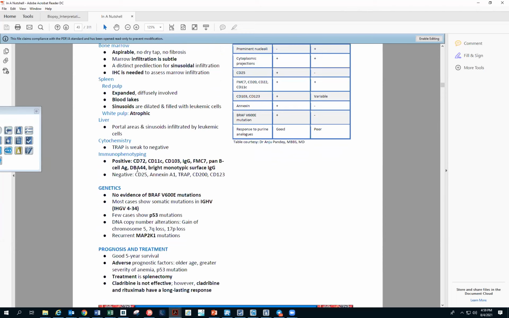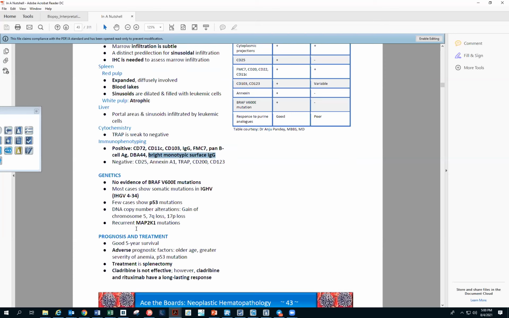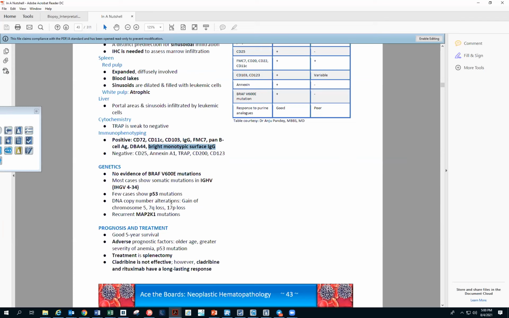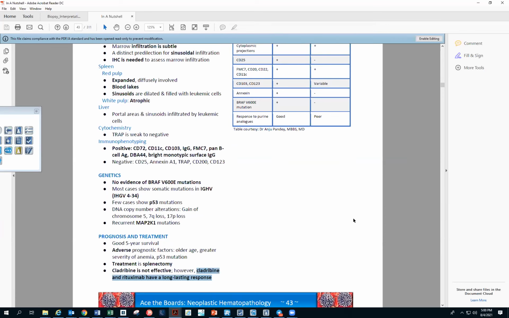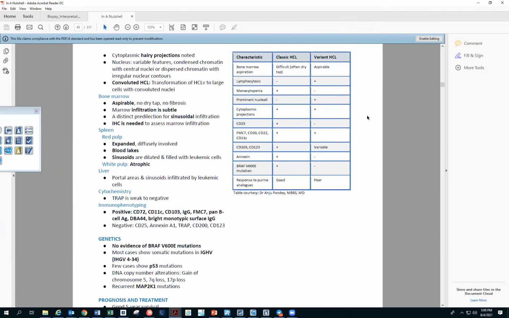And again, the positivity. So the negatives will be CD123 again, annexin A1 again, CD25. So those are more specific to hairy cell, TRAP, and CD200. And then positives are more the other ones. So CD11c is positive, CD103 is positive, DBA.44 is positive, bright monotypic IgG. And then no BRAF mutations, and few cases can have TP53, recurrent MAP kinase. Treatment is splenectomy, and cladribine is not effective. Cladribine and rituximab together can have long-lasting response, and we read that already.